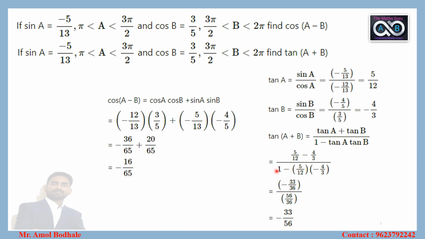So 1 plus 20 upon 36. If we take the cross product, we get 36 plus 20, which is 56 upon 36. Here the 36 cancels. We get minus 33 upon 56. So in this way we can find the value of tan of A plus B.